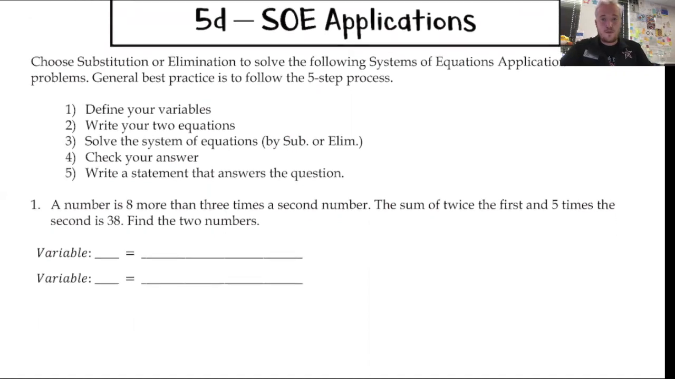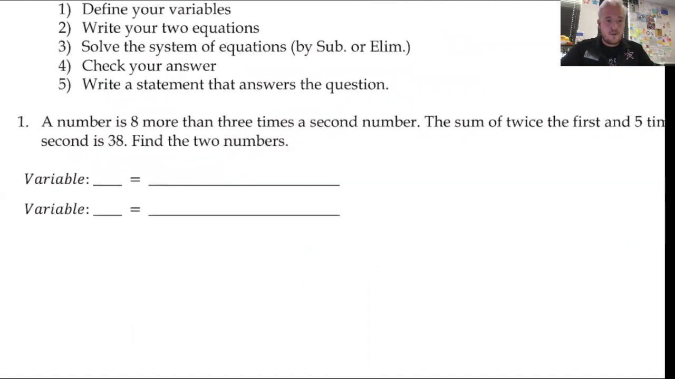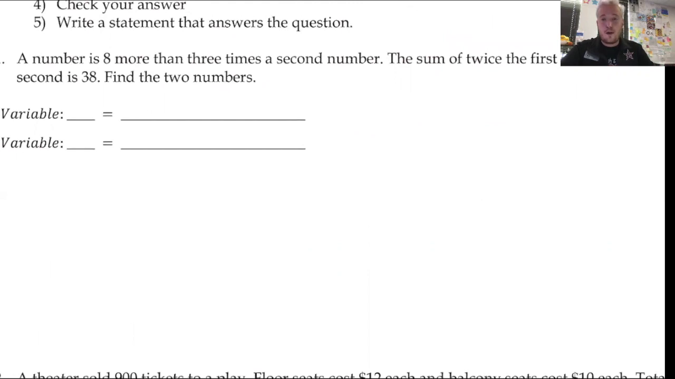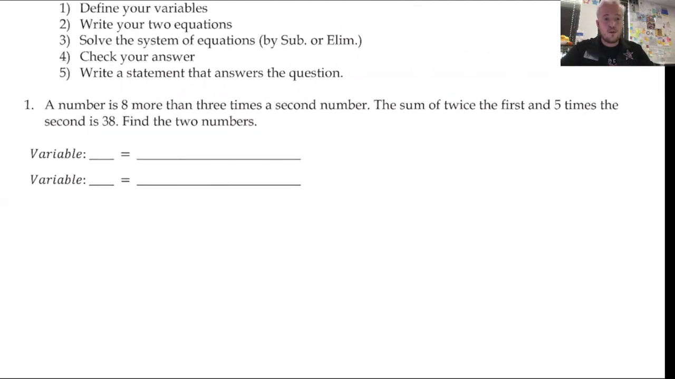All right, so looking at these problems here, these are going to be word problems. So think back to unit 1. Whenever I gave you word problems, that means our answers are also going to be word problems, not word problems, statements. There we go. English is really hard. All right, so looking at this first one, I give you a problem and you actually have to write out the equations based on what the problem is saying. So a number is 8 more than 3 times the second number, and the sum of twice the first and 5 times the second is 38. And you want to find those two numbers.